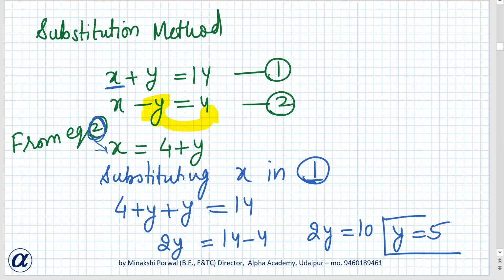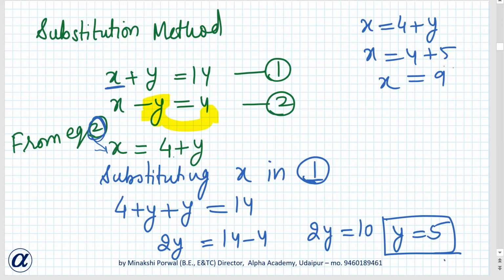So we got y equals 5. x is 4 plus y. So x equals 4 plus 5, that is equal to 9. So x is 9 and y is 5. This is the answer. Is this substitution method clear? Yes, ma'am. Okay. Those who are attending this first time, is it clear to them also?